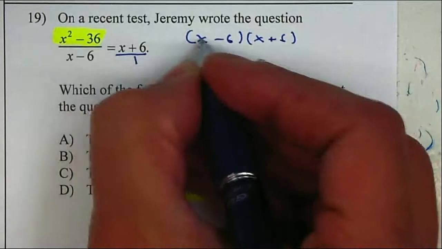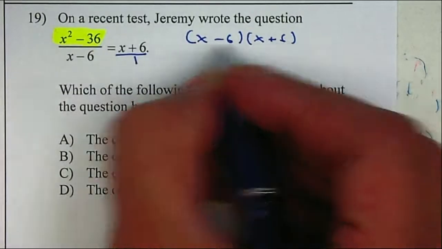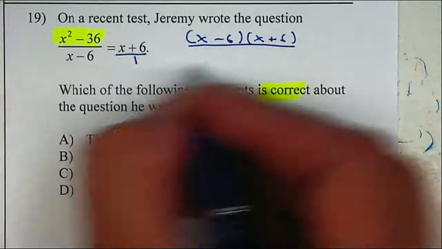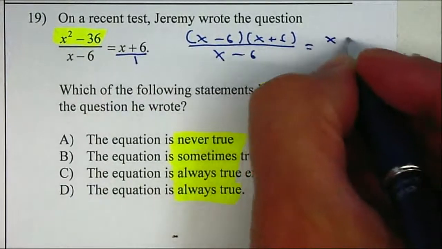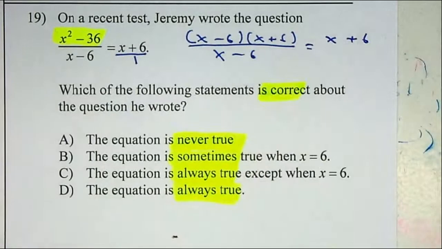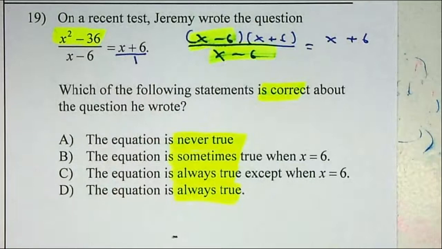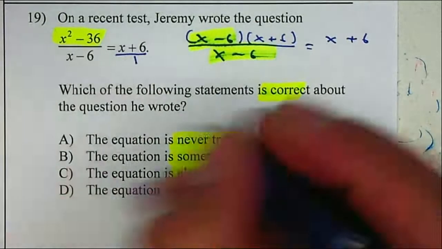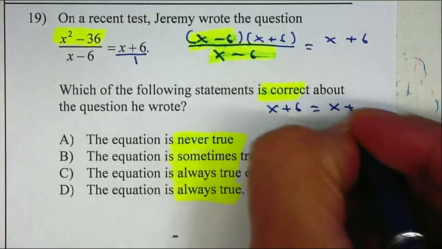Factors of x squared gives me x and x. Factors of negative 36, negative 6 and positive 6. My x minus 6 stays as it is. And we have an x plus 6. So in this case, my x minus 6 is cancelled. And I'm just left with x plus 6 equal to x plus 6.